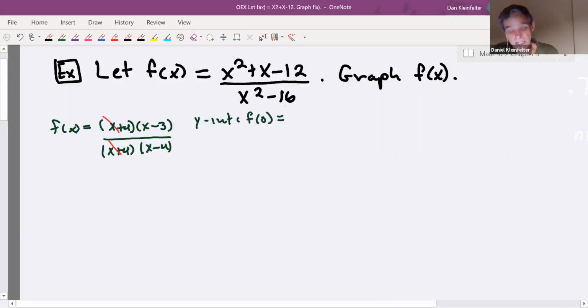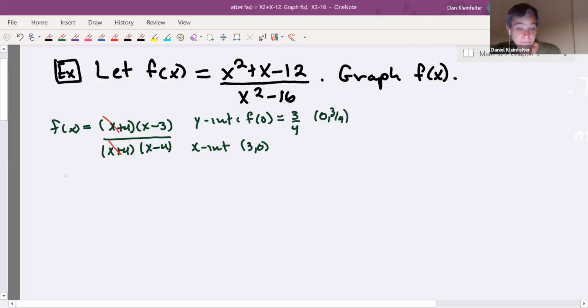f of 0 is negative 12 over negative 16, which is going to be 3/4. And then for x-intercepts, there's only going to be 1 because this thing won't be 0 at negative 4, right? It's just undefined there. There's only going to be the x-intercept when x is 3, right? So there will be 1 at (3, 0). And then our y-intercept was (0, 3/4).